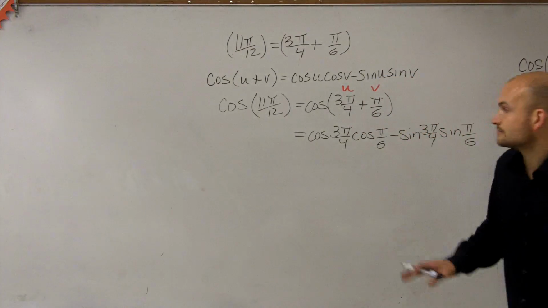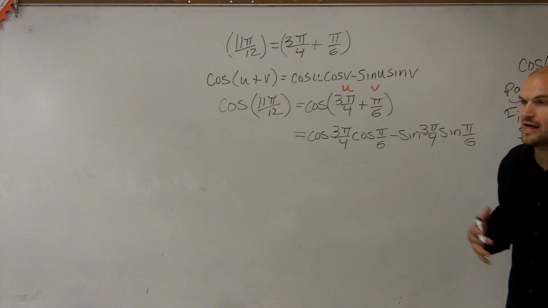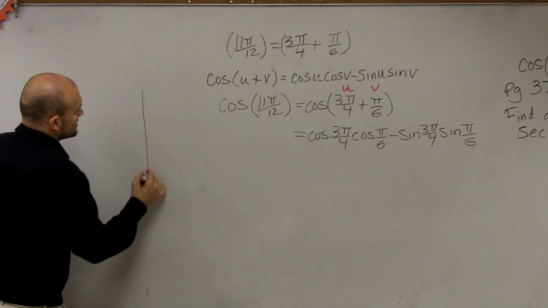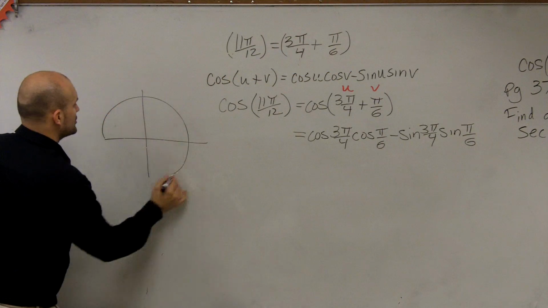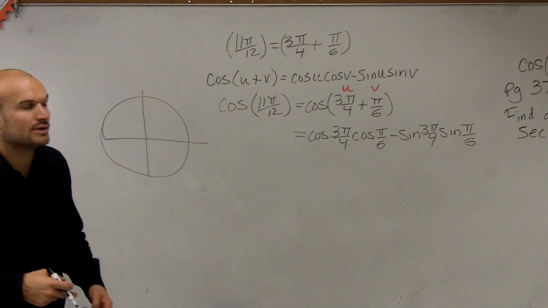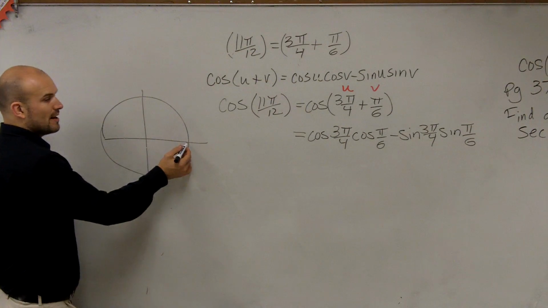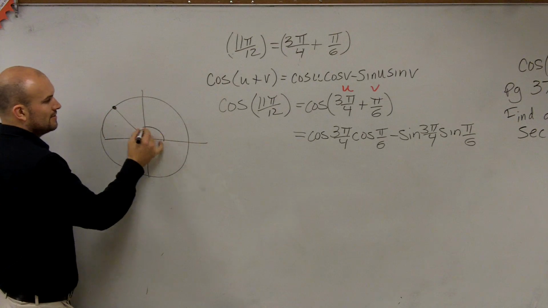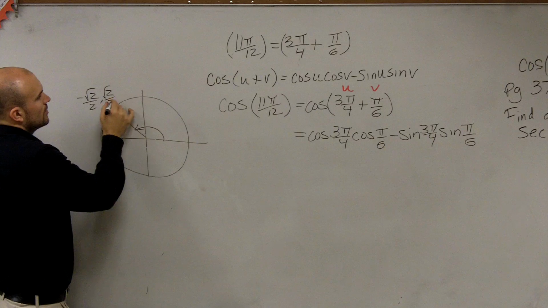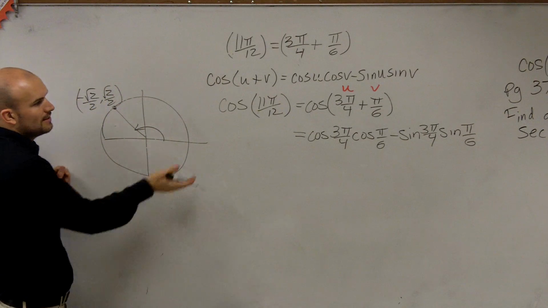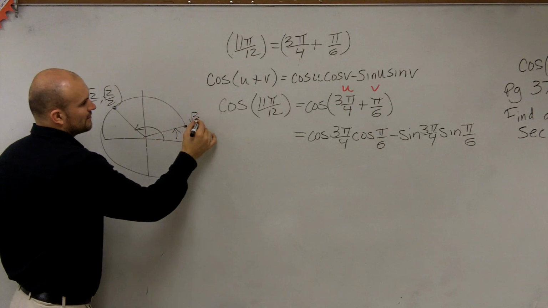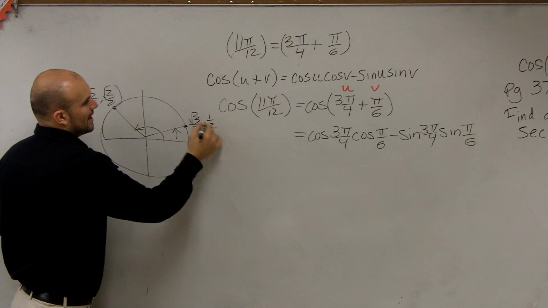All right? So now let's evaluate 3 pi over 4 and pi over 6. This is why I said it was so important for you to know your unit circle by now, because you're going to be doing a lot of these problems. So 3 pi over 4 is right here. 3 pi over 4 is negative square root of 2 over 2, comma, square root of 2 over 2. Then pi over 6 is this angle right here. Pi over 6 is square root of 3 over 2, comma, 1/2.